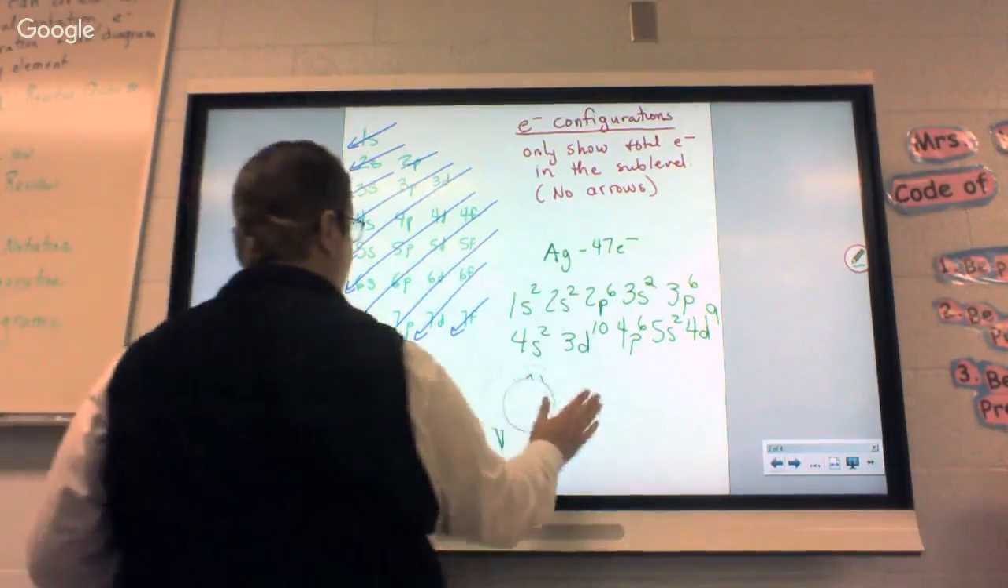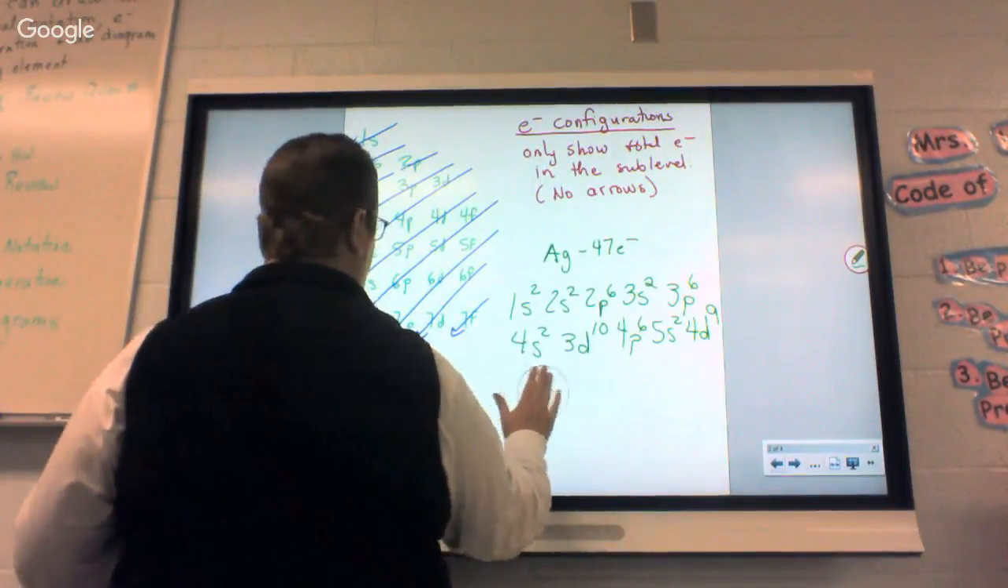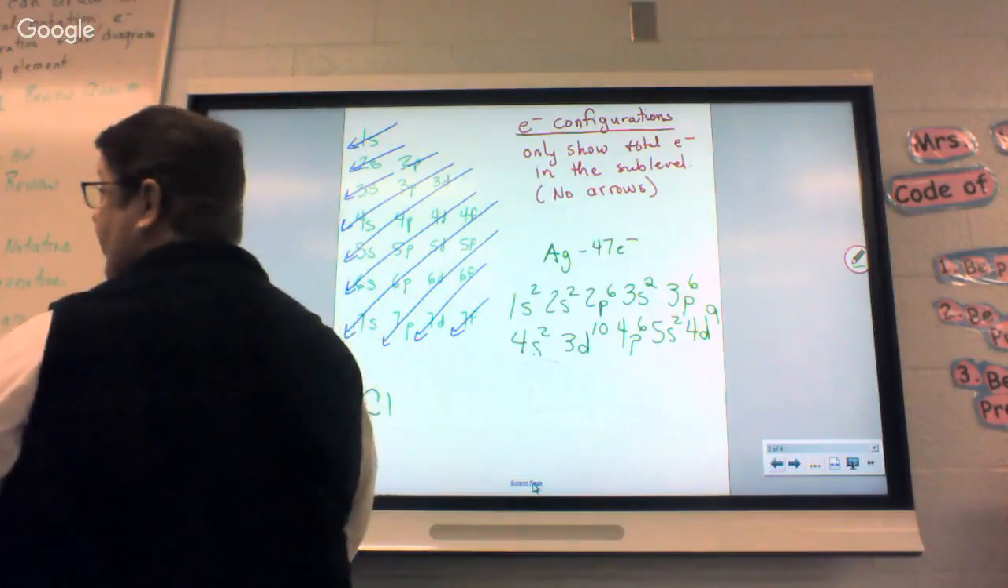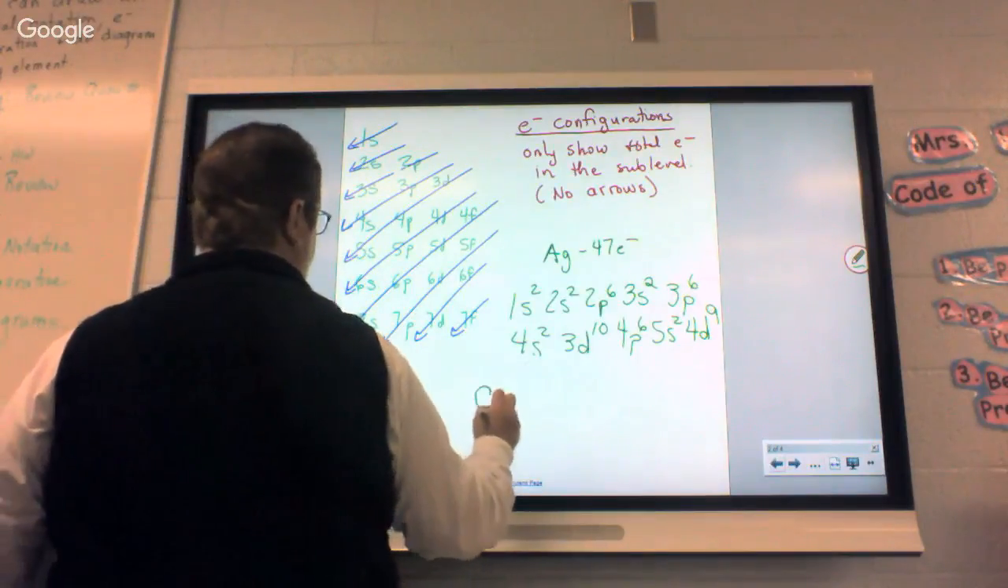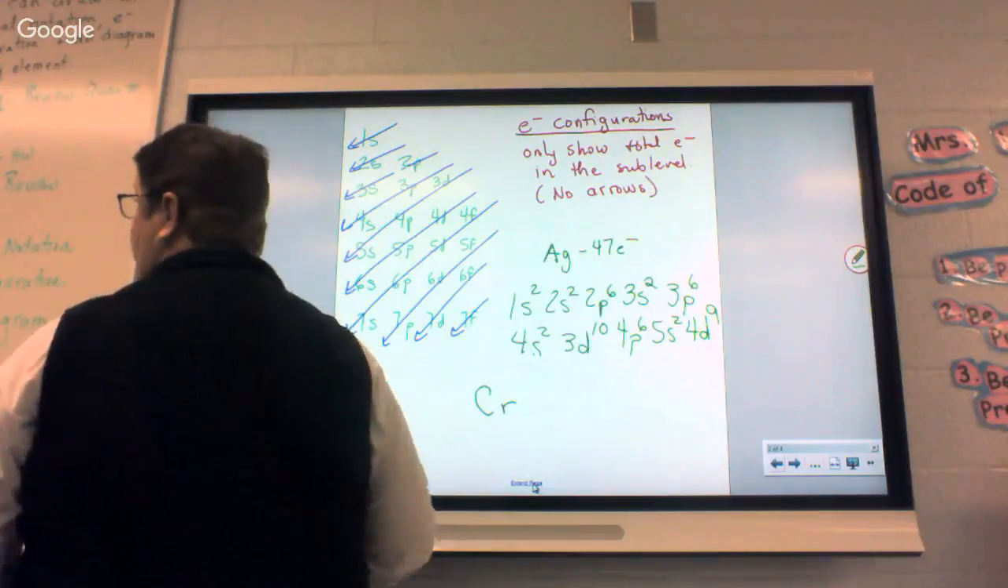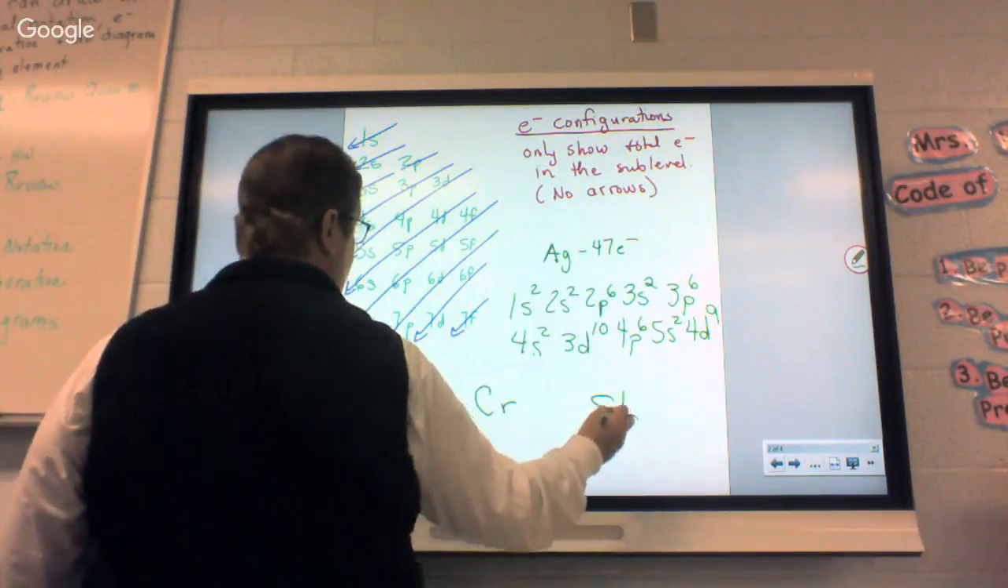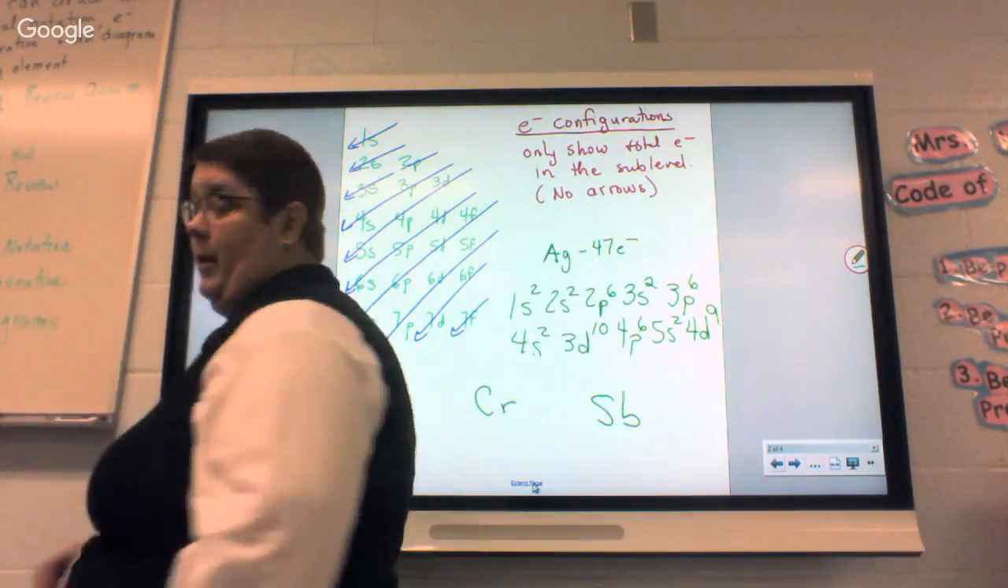Okay? All right, draw chlorine and chromium and antimony. Write those first. Leave a little space because we're going to come back and do dot diagrams.